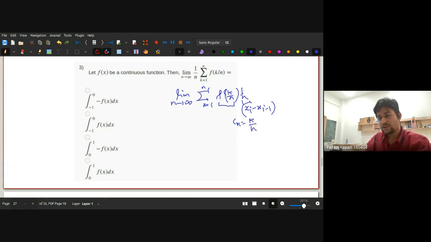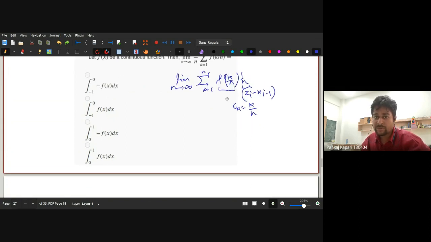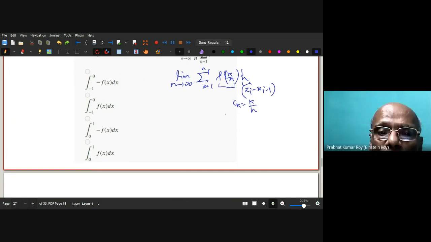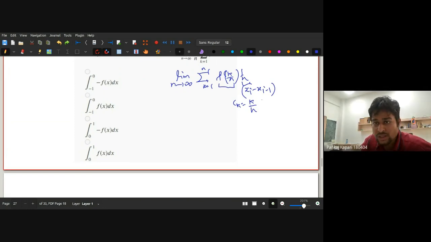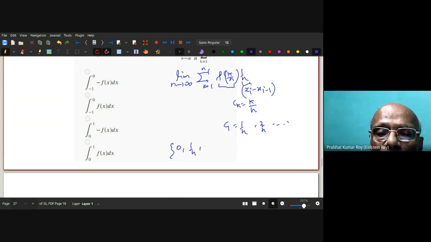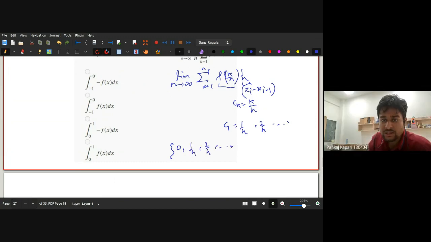Okay, and because the length of the interval is 1 by n, that means your intervals have uniform length of 1 by n. That means you are dividing your interval into n many equal parts. So if you put k equal to 1, then you can see that your c1 is just 1 by n, c2 is 2 by n, and like this, right? So that means the partition must look like this. Your first point must be 0, and second point is 1 by n. Then you have 2 by n, then n minus 1 by n, and then 1.